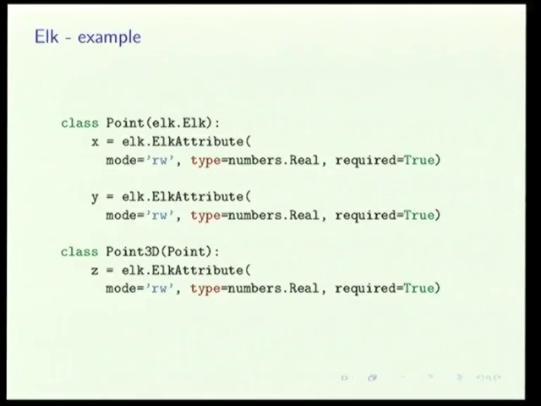So we'll say they're read-write attributes. The type constraint is that they must be a real number, and they are required attributes. They cannot be omitted. And likewise for y, and just as an example of the inheritance, class Point3D(Point), and we just add in a z attribute.